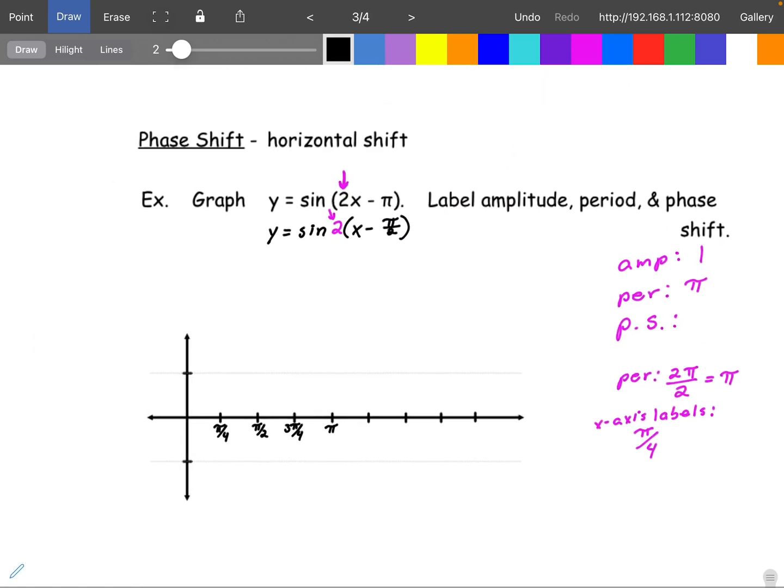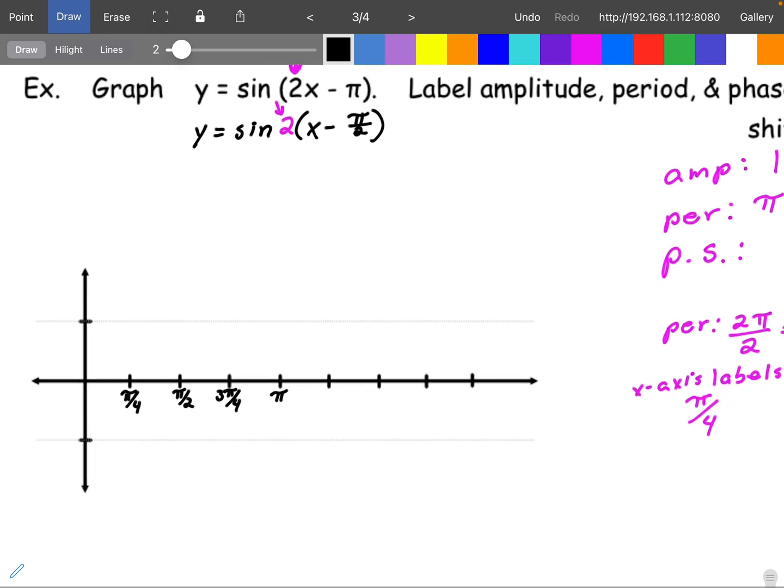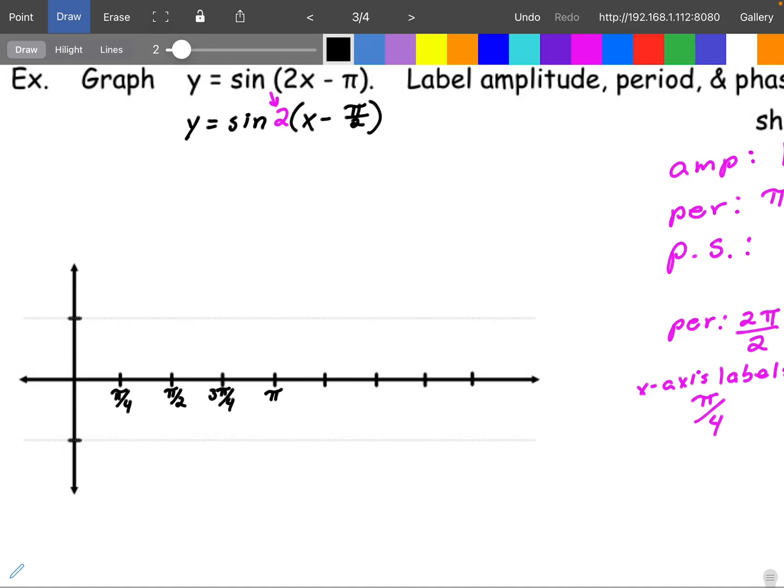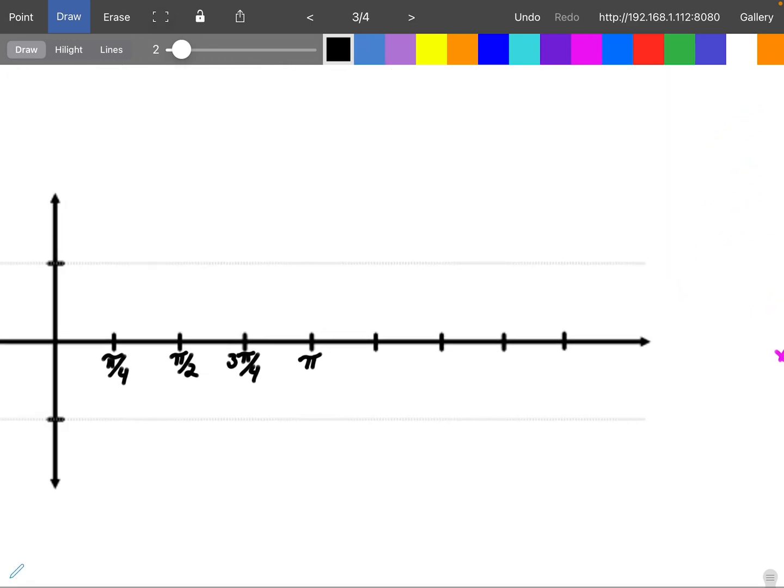And then this one, it doesn't say to do more, but I am going to go ahead and label more because since I do have a phase shift, I know that I'm going to have to shift one way or another. So we're going to go ahead and do some more labels because at the moment, I'm not sure which way and how much I'm going to have to shift.